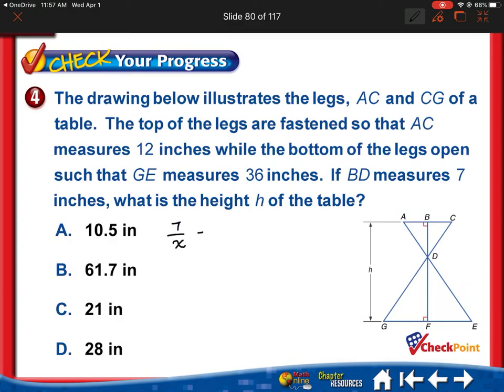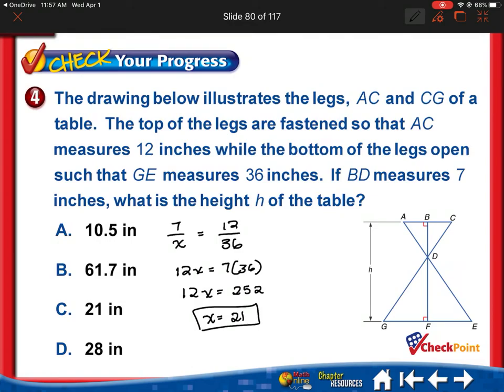All right, so I'm going to let you guys read through the problem. I'm just going to go ahead here and go through the work. So 7 divided by x equals 12 divided by 36. Or remember, you could have set that up 4 different ways. Cross multiply. We get 12x is equal to 7 times 36. So 12x is equal to 252. And x is equal to 21.